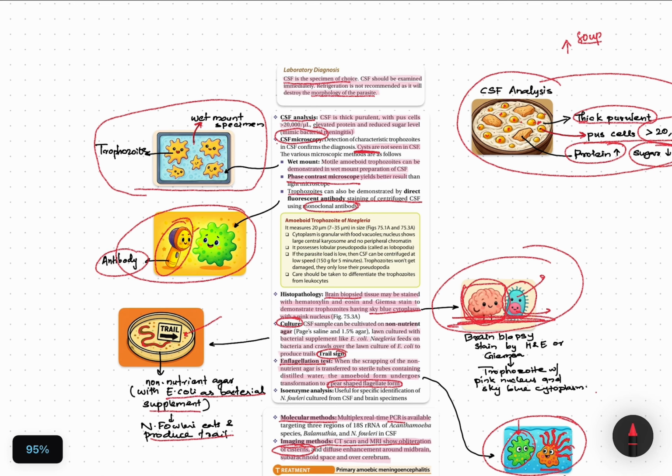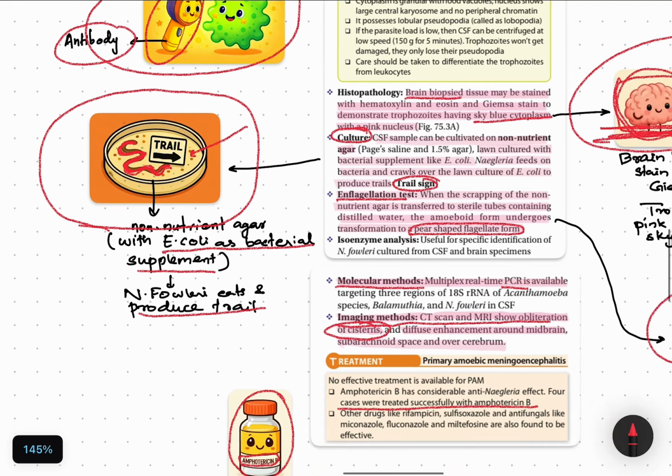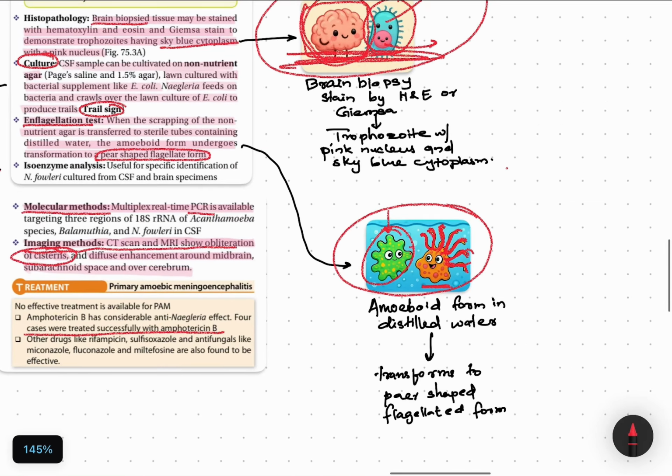Very cute organism, right? Next, I'll remember that I also had a picture containing a culture plate. So this culture plate shows a trail sign. I have put a bacteria as a food for this amoeba to grow. While eating that bacteria, this amoeba produced a trail sign. Next one was our enflagellation test. I put my amoeba into distilled water, and it produced flagella.